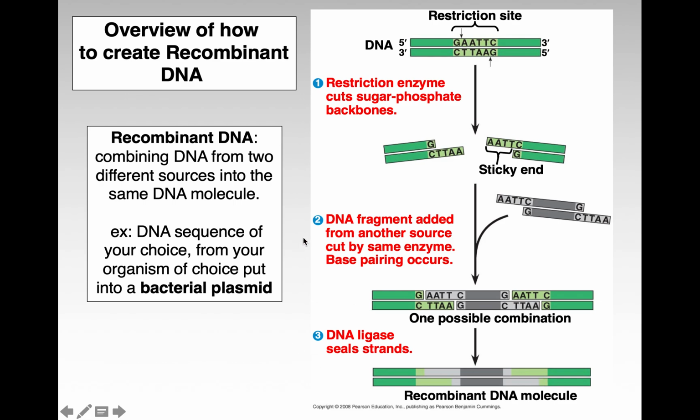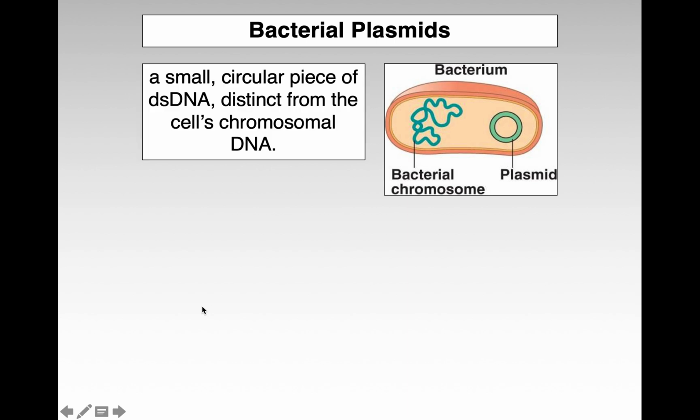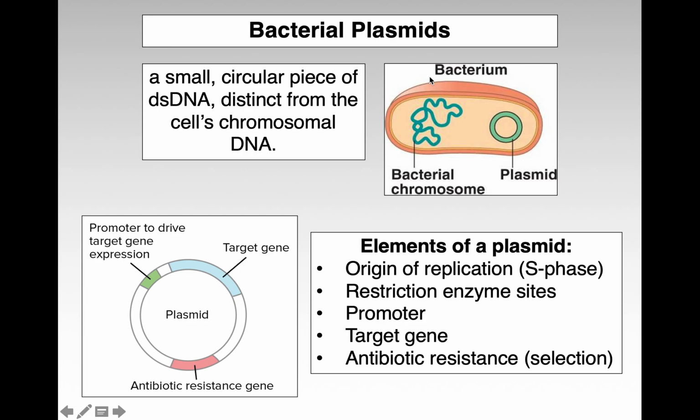Very often in biotechnology, we are using bacterial plasmids. A bacterial plasmid is just a small circular piece of double-stranded DNA that is distinct from the cell's chromosomal DNA, which remember is also a double-stranded circle. There are lots of things on plasmids that make them very useful for researchers. Many of these are made in the lab. There are some naturally found plasmids as well.